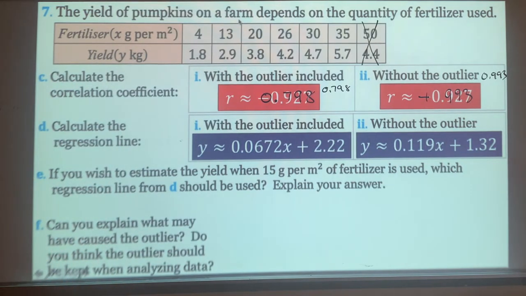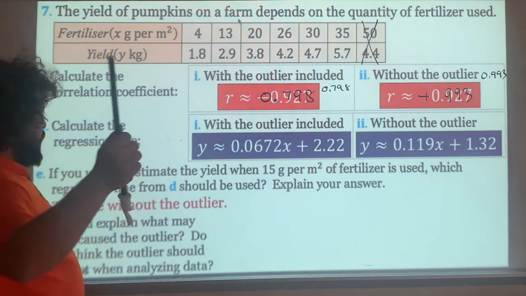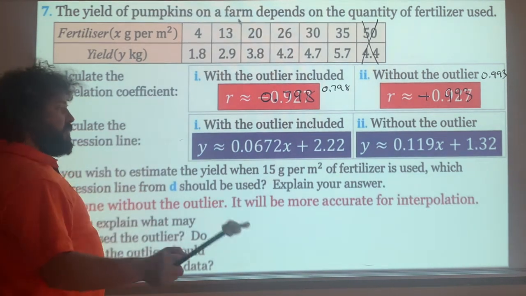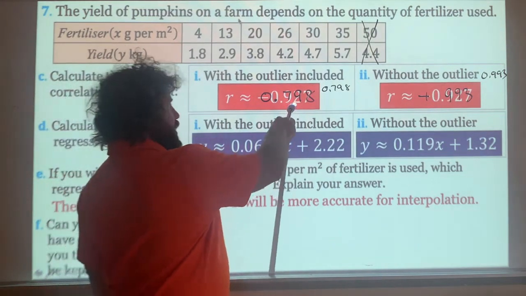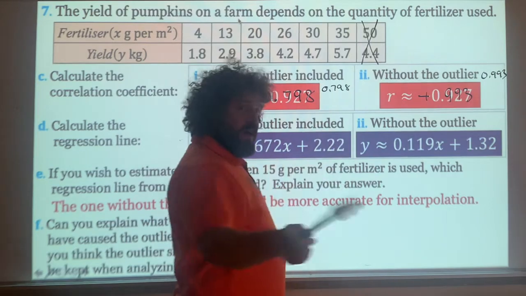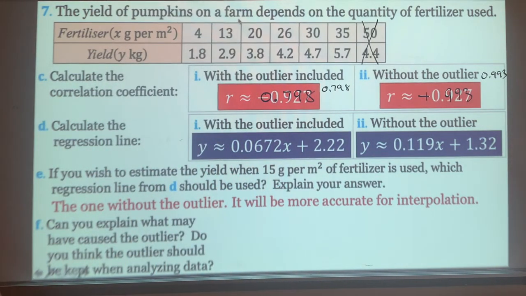Of course you should use the one without the outlier. Why? The reason is it'll be more accurate for an interpolation, okay? Look at 0.78, it does not fall in the line. We want at least 0.85 and higher. All right, 0.993, definitely good.